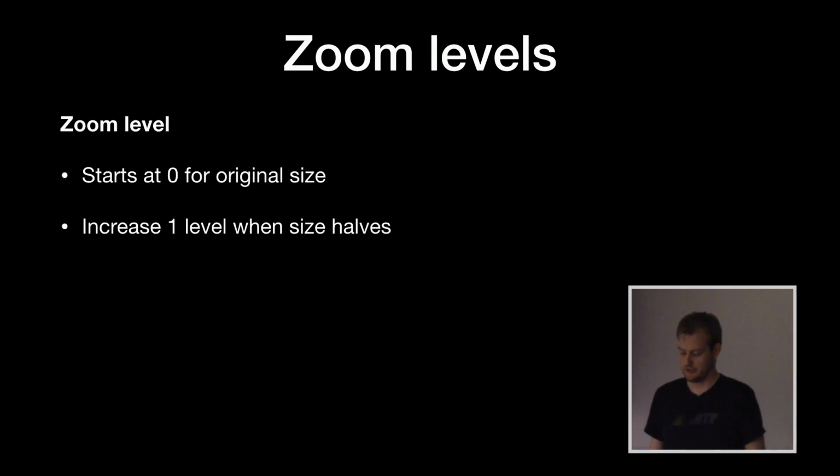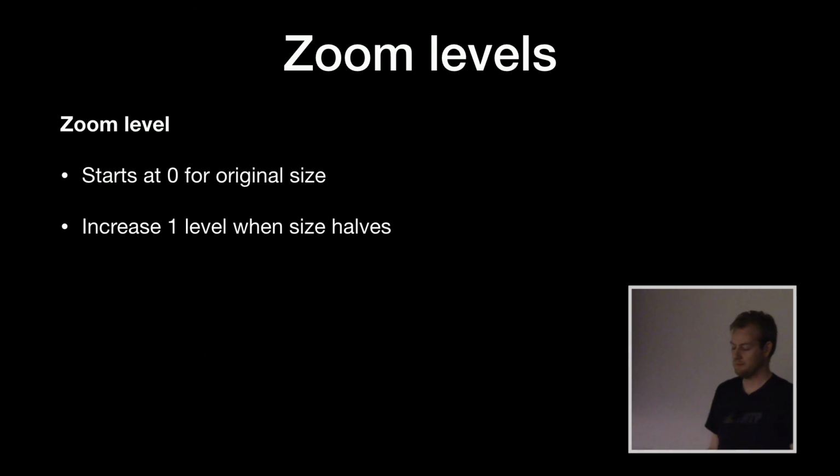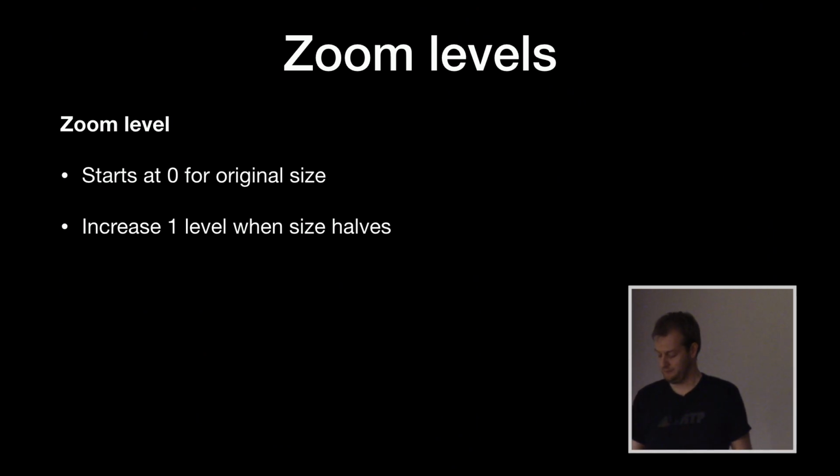And a zoom level works like this. The original image, the 14,000 pixel wide image, is called zoom level 0. And then when you zoom out a bit, when you're halving the size, that's called zoom level 1. So each time you zoom out and you have twice as much information on the screen, that's another zoom level. So that's 1, 2, 3, 4, and so on.